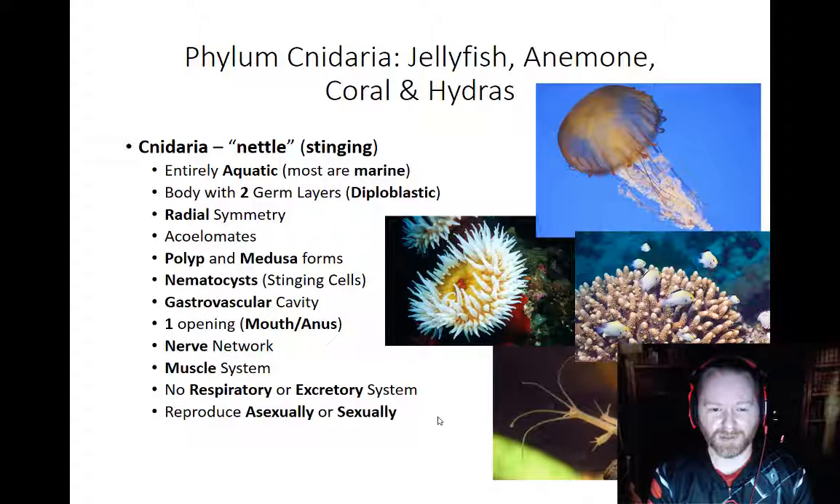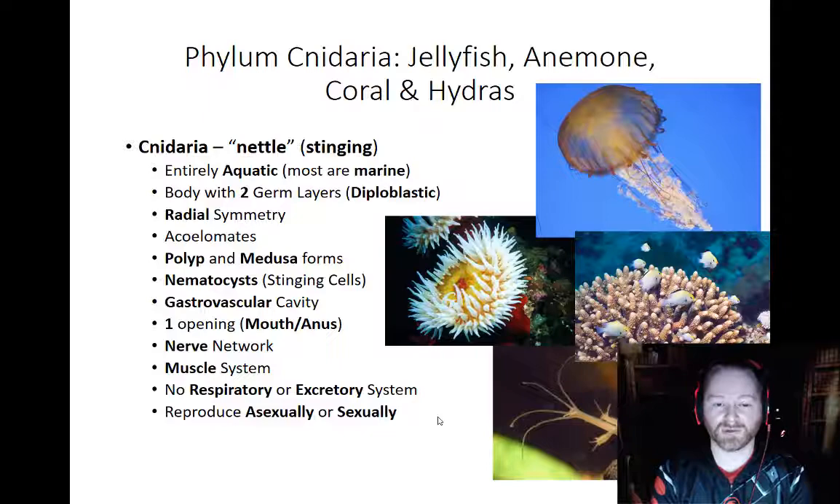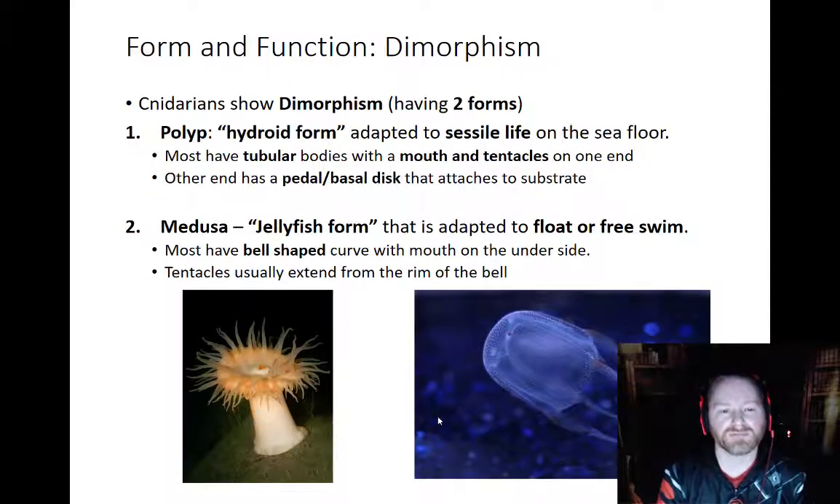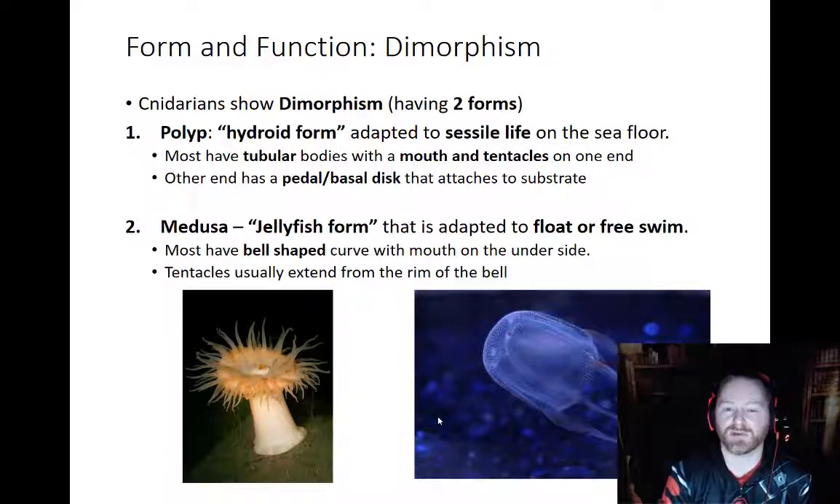So, just any which way you can at this point. So these are a lot of things that we're going to talk about: the anemones, the cnidarians, and then we'll talk about all the different types of cnidarians in each class. So first of all, let's look at the form and the function, specifically with their dimorphism.